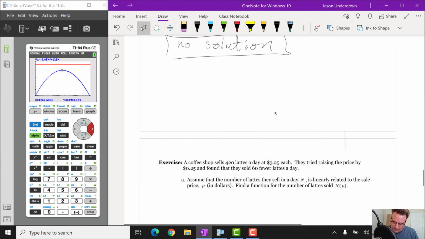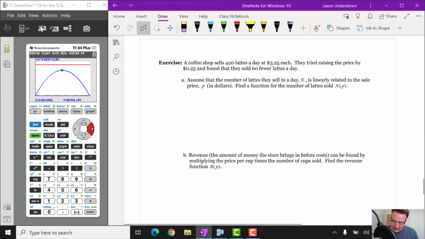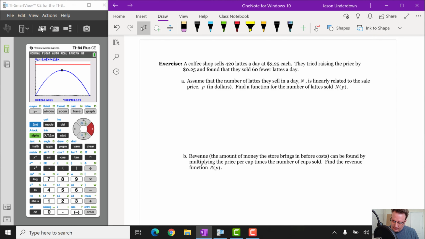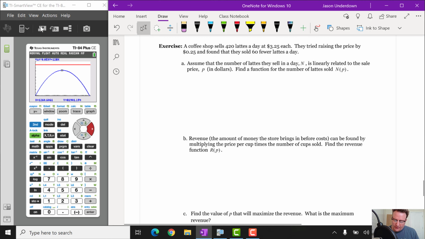Okay, we have one more exercise here. A coffee shop sells 420 lattes a day at $3.25 each. They tried raising the price by 25 cents and found that they sold 60 fewer lattes a day. Assume that the number of lattes they sell in a day is linearly related to the sale price, P, in dollars. Find a function for the number of lattes sold, N of P.